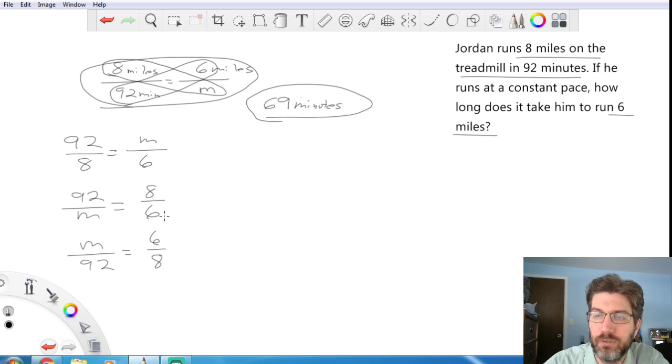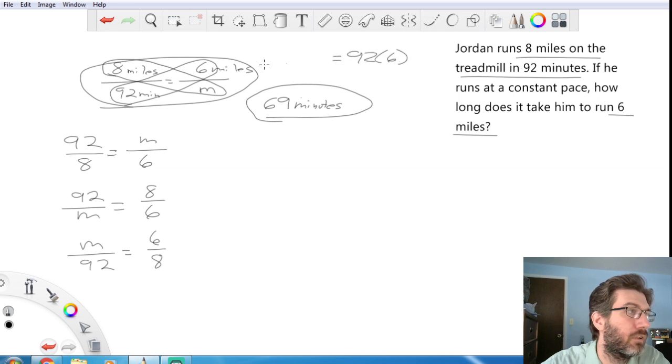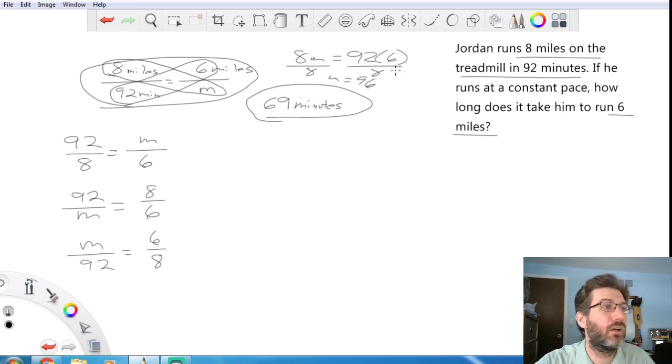Isn't 92 times 6 supposed to be on the right? It could be. It doesn't matter. I can do 92 times 6 and put it up here. 92 times 6, and that can be equal to 8m. We're still going to divide by 8 on both sides and get m equals 96. Or, I'm sorry, 69. It doesn't really matter which way you go.